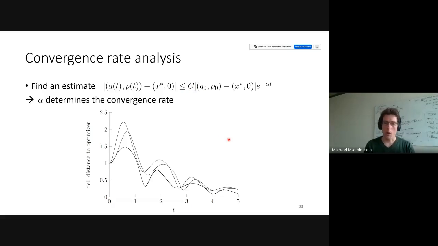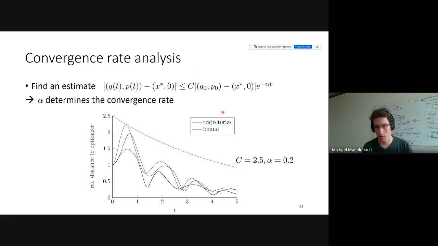And so how does the picture look intuitively? We can look here at this interval, say from 0 to 5, that's time on the x-axis, and then we can plot some trajectories. And so the aim is to find this bound. So we could now, just as an illustration, plug in c equals 2.5 and alpha equals 0.2, and at least for these five time units, it seems a reasonable bound.